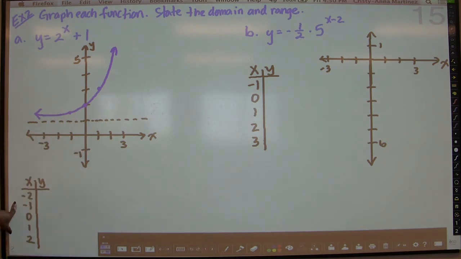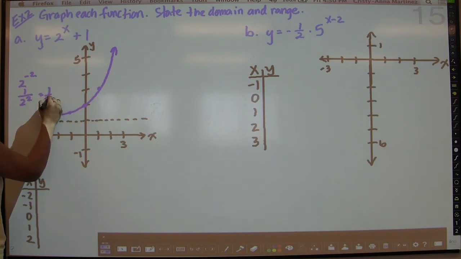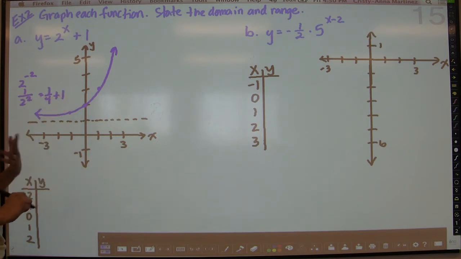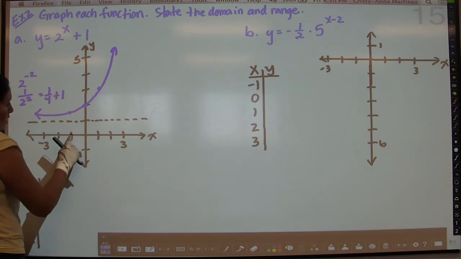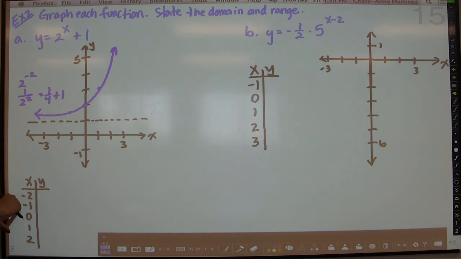You can even use a t-table if you don't understand quite how to use the transformations. -2 would be 2 to the -2 power plus 1. So 2 to the -2 power would be 1 over 2 squared, which is the same thing as 1/4 plus 1. So it would be 1 1/4, 1.25. So here's 1, and then 0.25 is going to be up there.